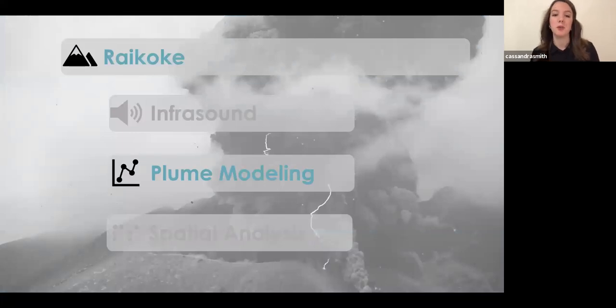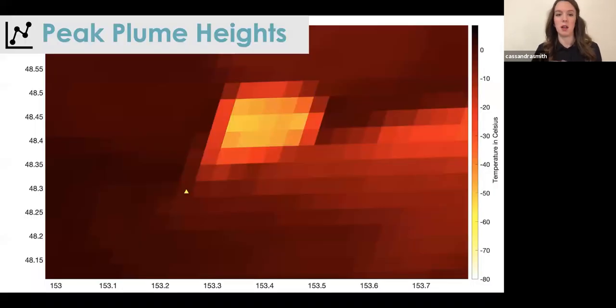Moving on to some of the plume modeling that I'm doing. Again, we're starting to get into preliminary results here, so keep your minds open for ideas. I'd love to hear them at the end.